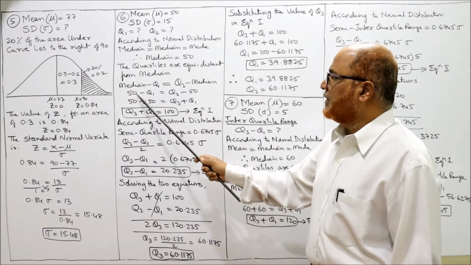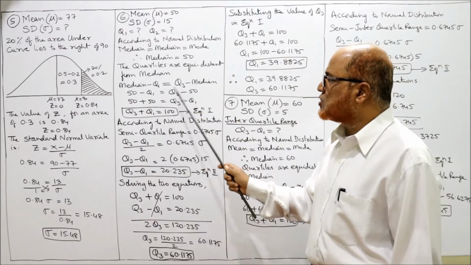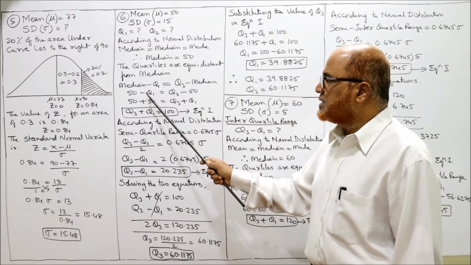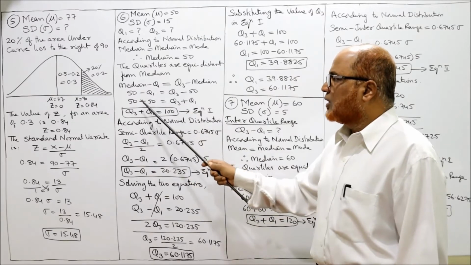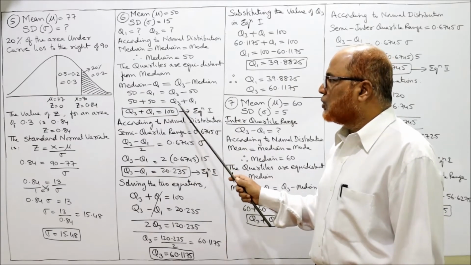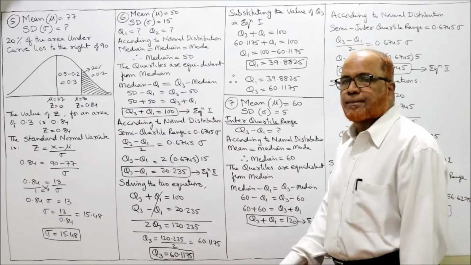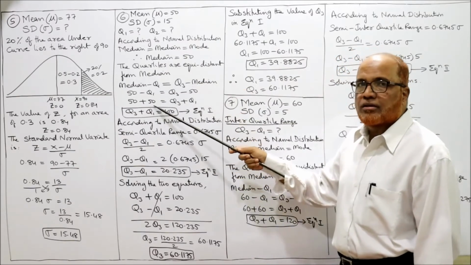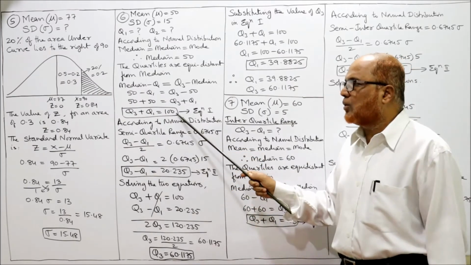This 50, bring this on the right hand side, RHS minus 50, to LHS. So minus 50 will become plus 50. Take this minus Q1 to RHS. Minus Q1 will become plus Q1. So 50 plus 50, 100. So Q3 plus Q1 is equal to 100. One equation we got. From this explanation, we got one equation: Q3 plus Q1 is equal to 100.